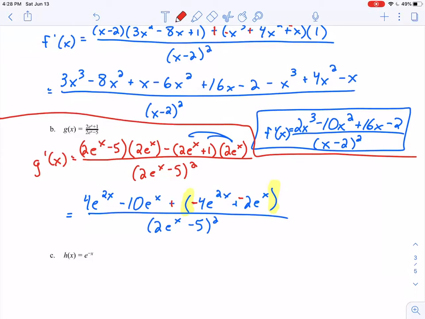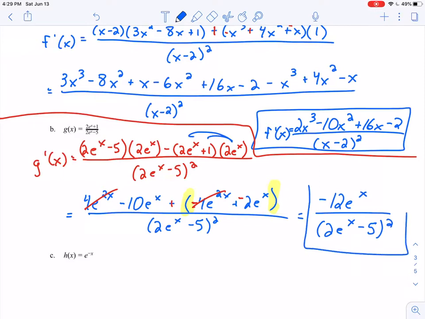And I should be able to combine my like terms. 4e to the 2x minus 4e to the 2x, those two will cancel. And then what do we have after that? I've got minus 12e to the x divided by 2e to the x minus 5, quantity squared. There is my derivative.